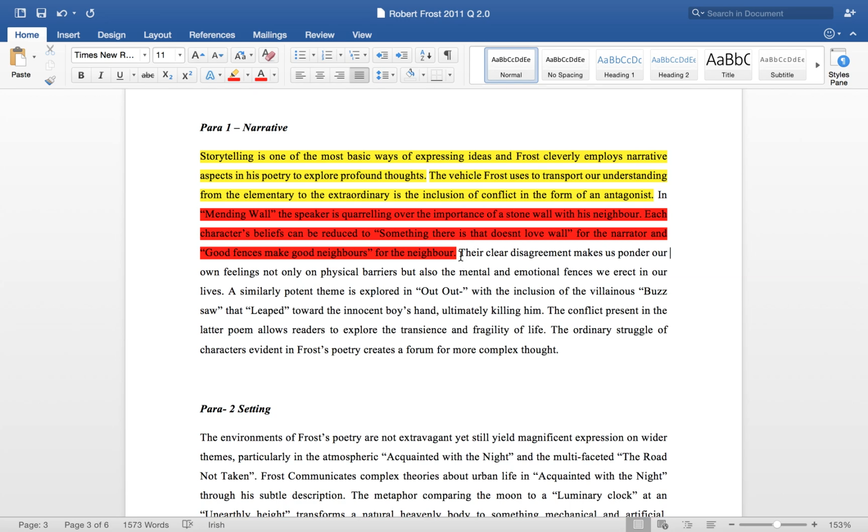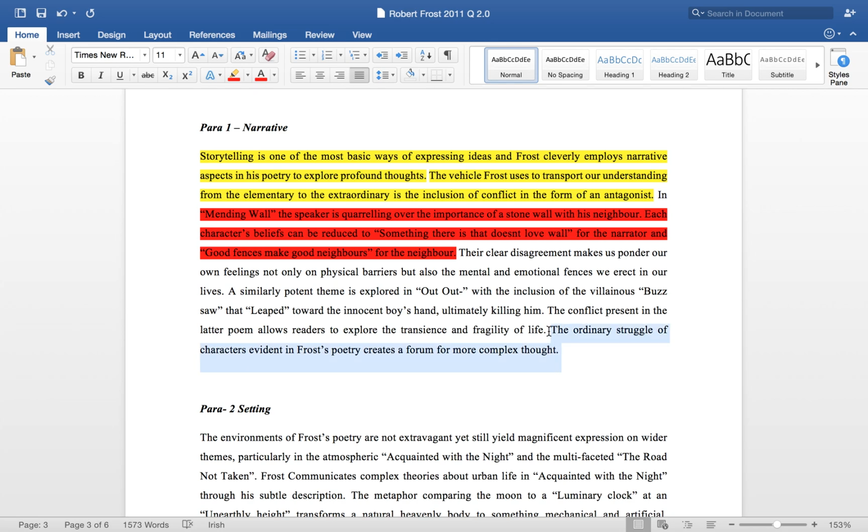Here we get on to the explain portion of my writing, of my paragraph. So we have P, we have Q, and then we have E. Their clear disagreement makes us ponder our own feelings, not only on physical barriers, but also the mental and emotional fences we erect in our lives. A similarly potent theme is explored in Out Out, with the inclusion of the villainous buzzsaw that leaped toward the innocent boy's hand, ultimately killing him. The conflict present in the latter poem also allows readers to explore the transience and fragility of life. The ordinary struggle of characters evident in Frost's poetry creates a forum for more complex thought.